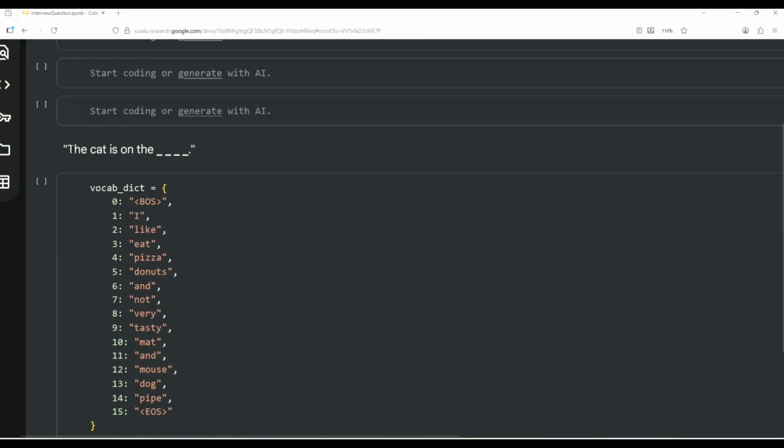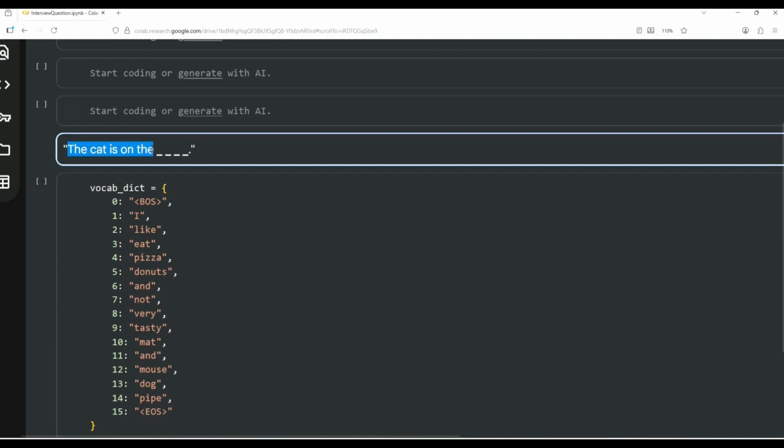The cat is on the. So what I'm assuming is that "the cat is on the" has already been generated by the LLM, and now it has to identify what will come after "the", that means what will come over here in this blank space, right? This is what the LLM has to identify.